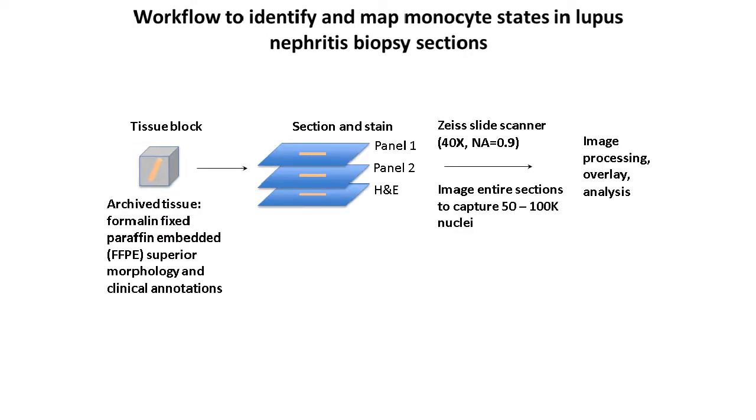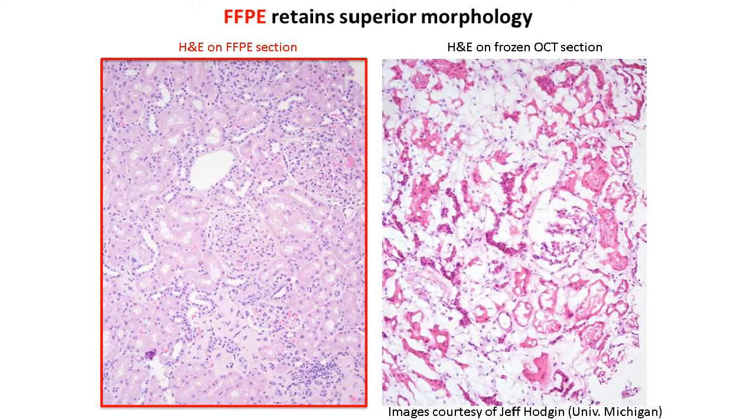In order to stain, we take tissue blocks that are archived from our hospital. These are formalin fixed paraffin embedded tissue, and the reason is because these retain superior morphology. We section and stain these for the different panels, and we also get an H and E stain so that we can understand some of the architecture. Then we use a slide scanner that has pretty good resolution and is high speed, so we're able to capture entire sections and image the entire biopsy. We then do some image processing, overlay, and analysis.